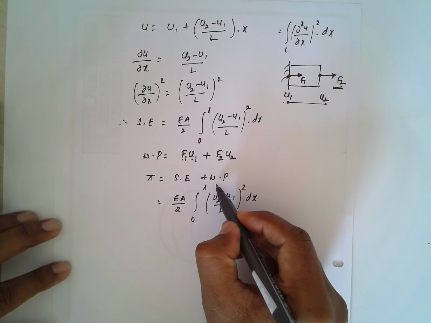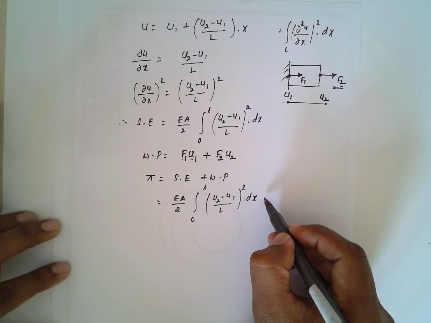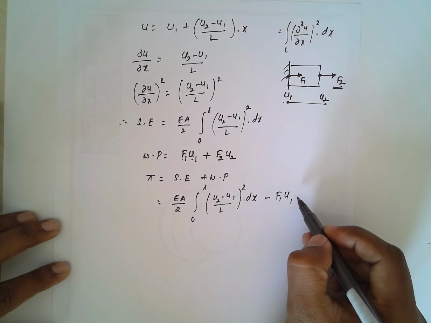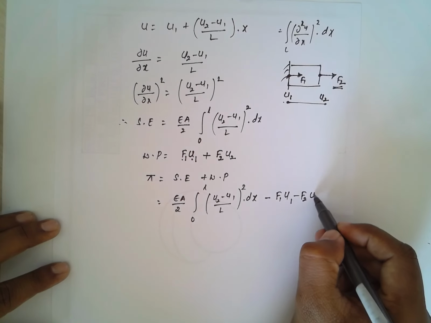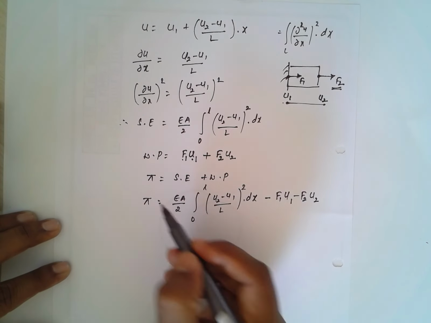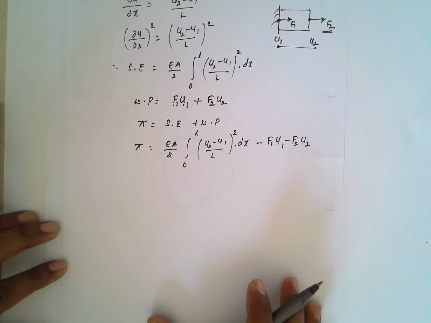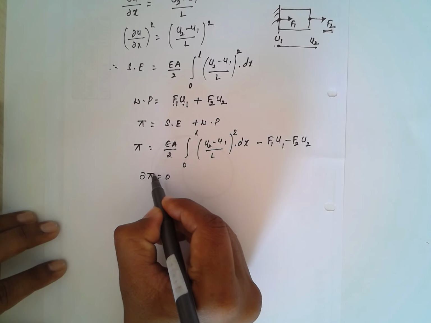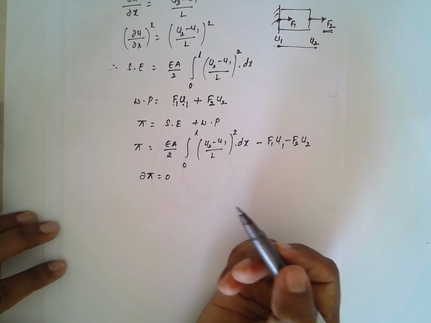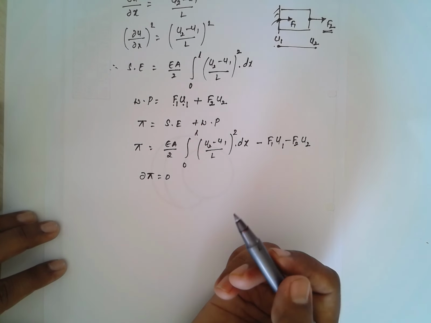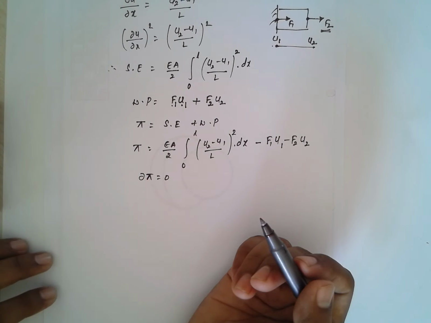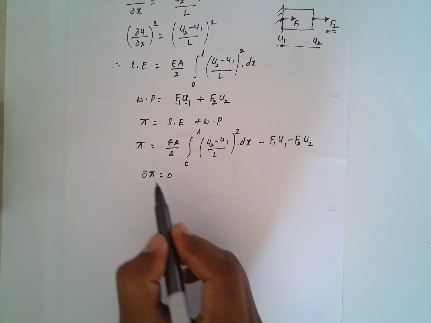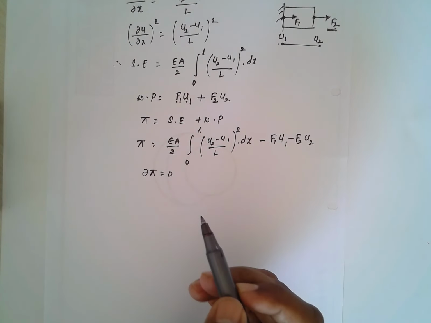Now since work potential is always negative because it is due to external forces acting, we represent this as minus F1 U1 minus F2 U2. Okay, now by using the principle of minimum potential energy, we can write del pi equals 0, which says that for a conservative system, of all the displacement configurations satisfying boundary conditions, compatibility conditions and equilibrium conditions, the actual one satisfies del pi equals 0.